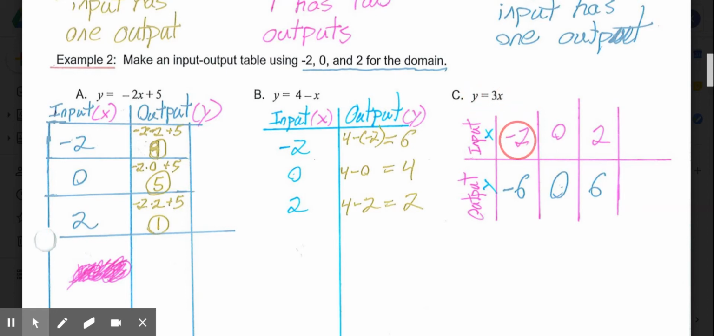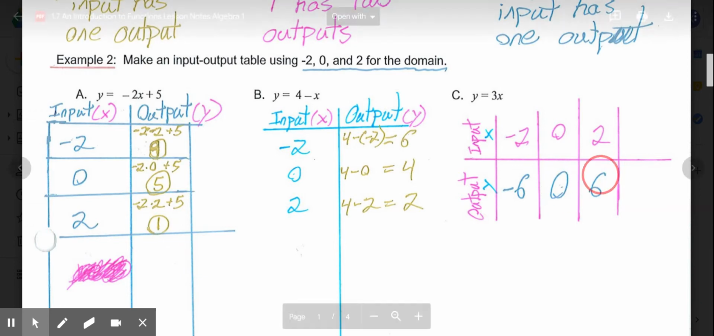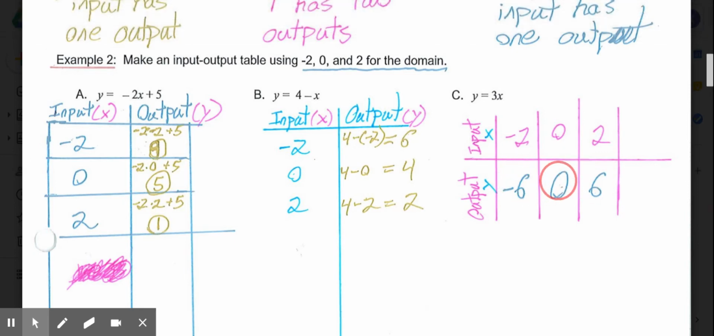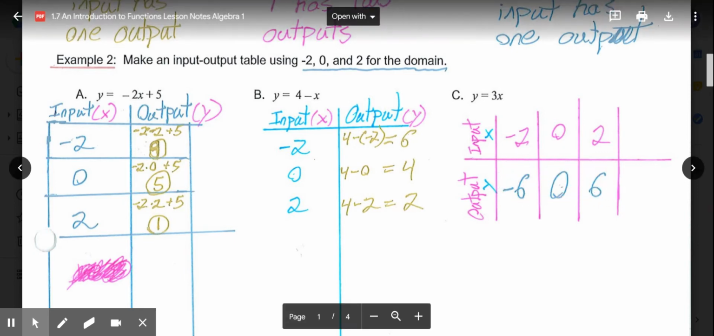So first substitute in the -2. -2 times 3 is a -6. Substitute in the 0. 0 times 3 is a 0. And then substitute in the 2. 2 times 3 is a positive 6. So our range would be a -6, 0, 6.